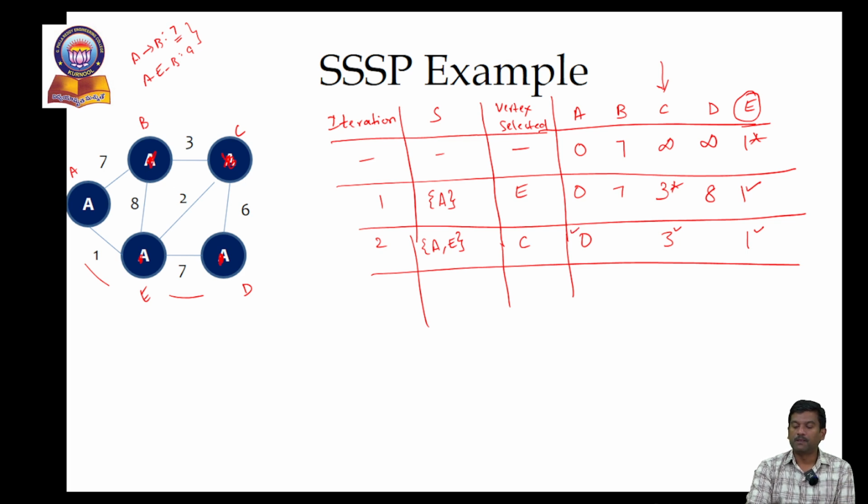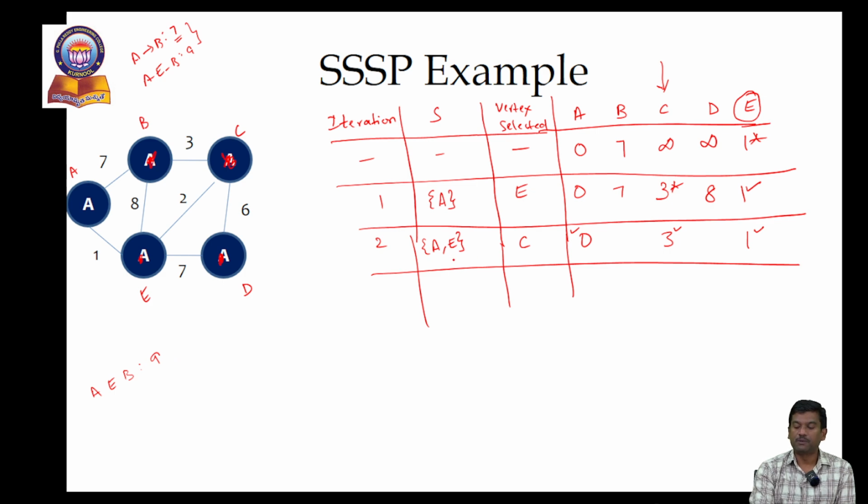The next step is to find out whether we can reach B from A through E, or from A through E and C. What is the distance? If we can reach it, then find the distance. From A, we can reach E and we can reach B with the cost equal to 9. That is A, E, B, the cost is 1 plus 8, that is 9.